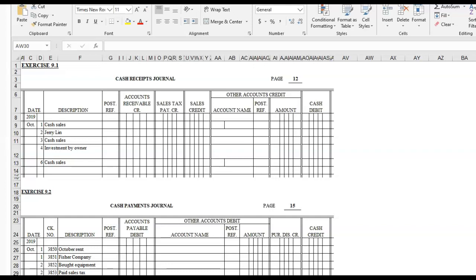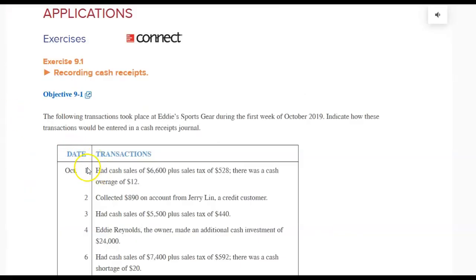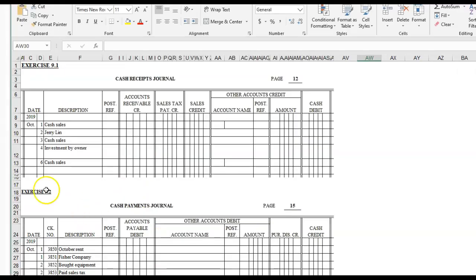Okay, so let's go from here. I'll read the first problem. October 1, we have to put these transactions during the first week of October, indicate how these transactions are entered in the cash receipt journal. October 1 had cash sales of $6,600 plus sales tax of $528. There was a cash overage of $12. Okay, let's go back to our spreadsheet.